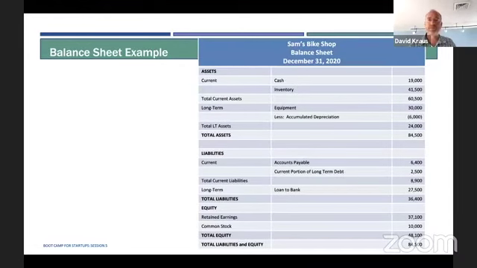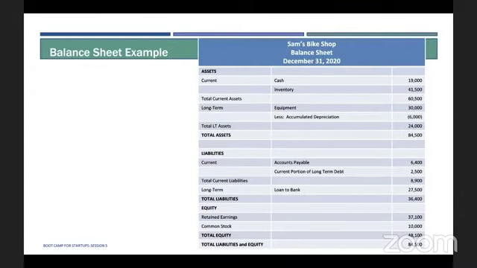So your total equity, this business, for example, has positive equity because the total assets of 84.5 minus the total liabilities of 36.4 gets you to 48.1. And the grand equation here, assets must equal liabilities plus equity.